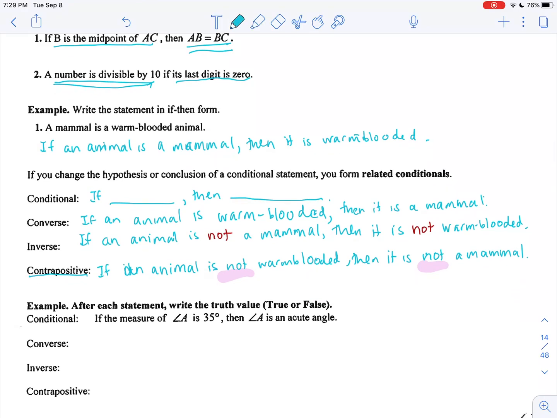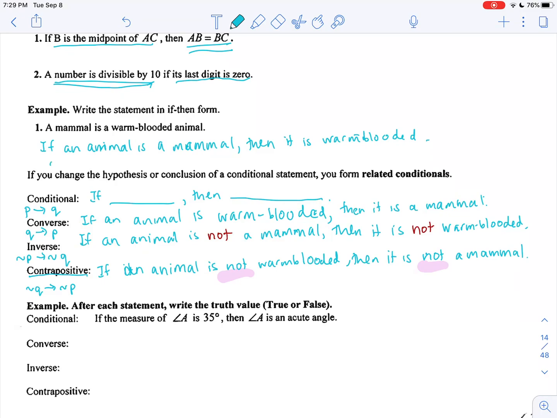So a condition is if P, then Q. A converse is we switch the Q and the P. An inverse is go back to the original statement and then we negate it. So not P, not Q. So that's new symbols to you guys, that tilde means not P, then not Q. And a contrapositive does both. It switches as well as negates. So not Q, then not P.